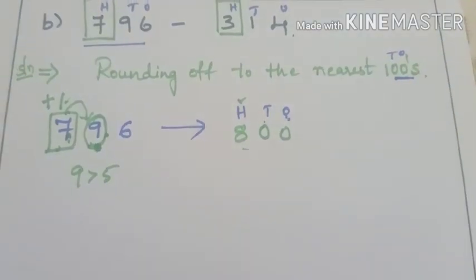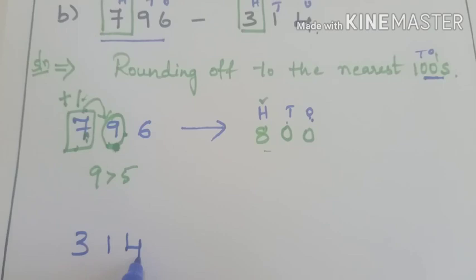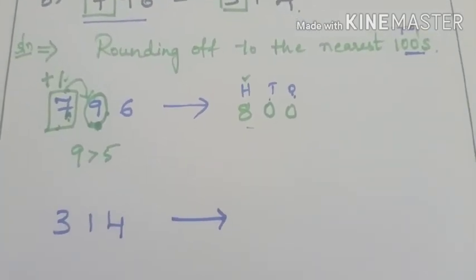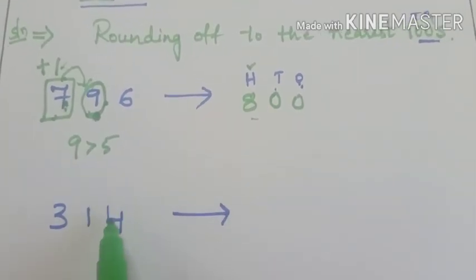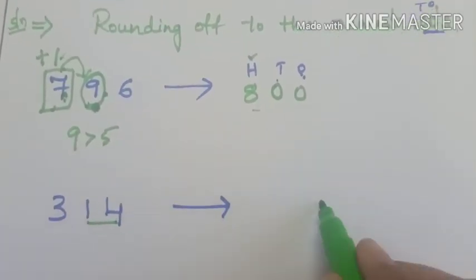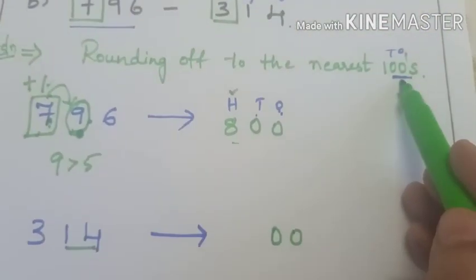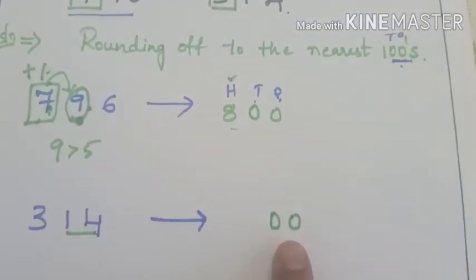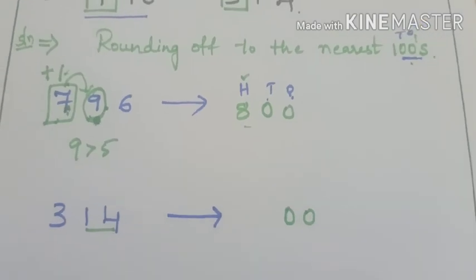314. Right. Write down 314. So what is the first rule? Since we are rounding off to the nearest hundreds place, the ones place and tens place will become 0. 2 zeros, because 100 has 2 zeros. We are doing nearest to 100, so 2 zeros. Ones place and tens place is 0.